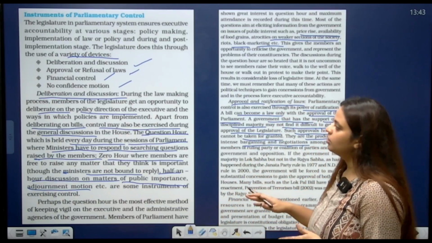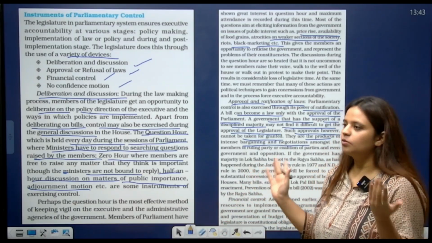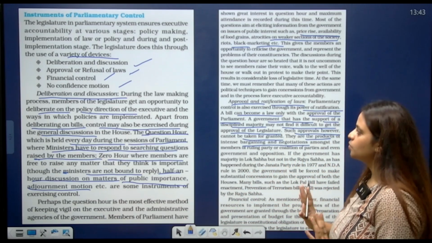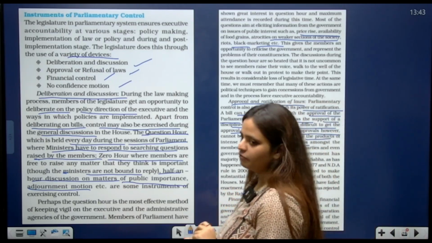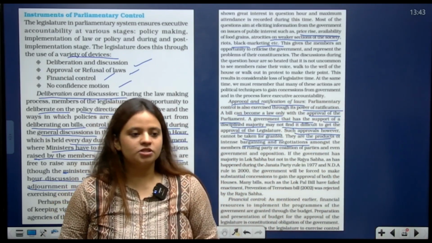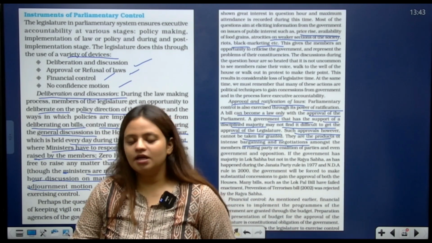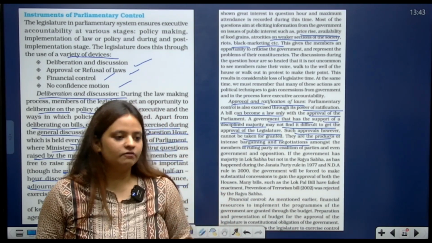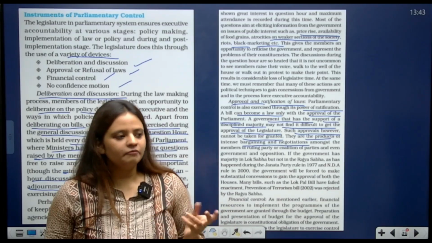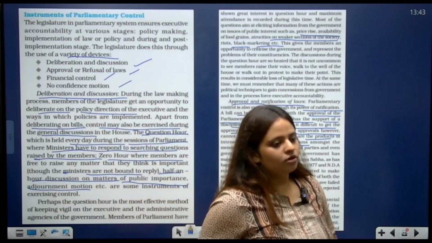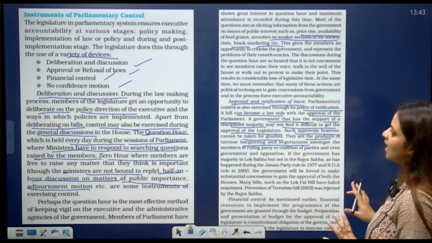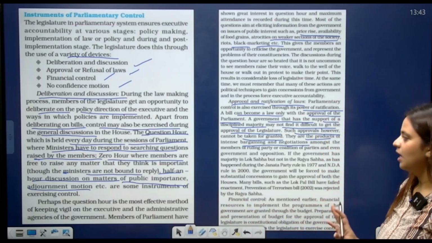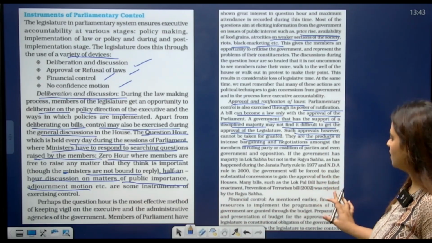So they could approve the laws as well and they could refuse the laws as well. In case the members of parliament feel that the ruling government is bringing some law which is arbitrary in nature, they can refuse it and withhold their majority. So the bill will not be approved. So it is in the hands of parliamentarians how they can control the executive.